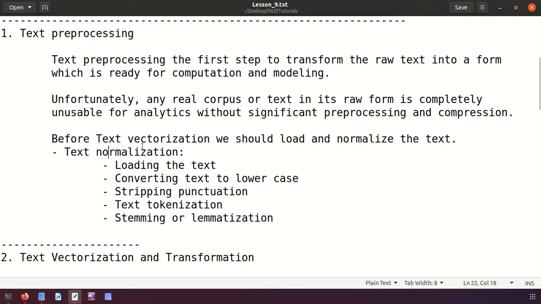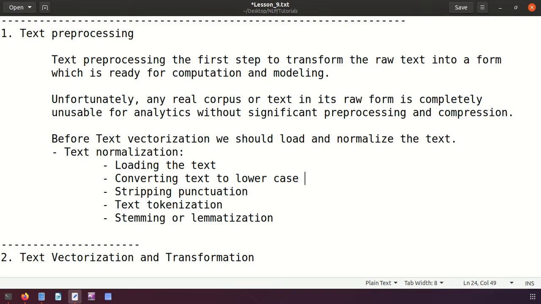Now before text vectorization, we should load the text and normalize the text. These two steps are there before vectorization. So first of all, we will be normalizing the text. What are the steps in normalization? First we will be loading the text and then converting the text into lowercase. Why are we doing this? To remove the distinction between uppercase and lowercase.